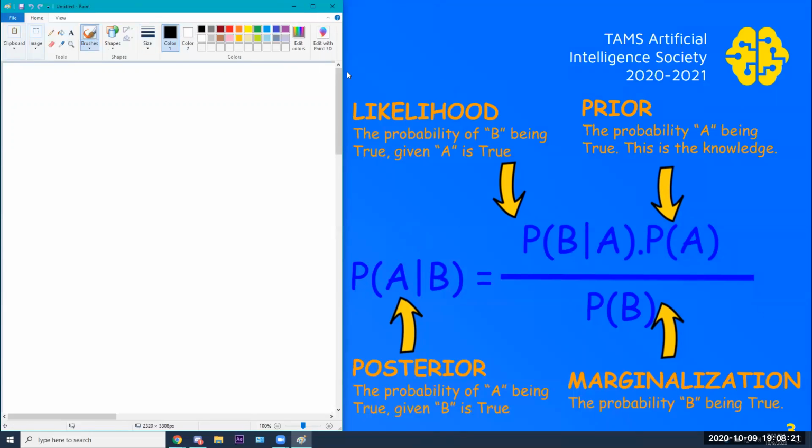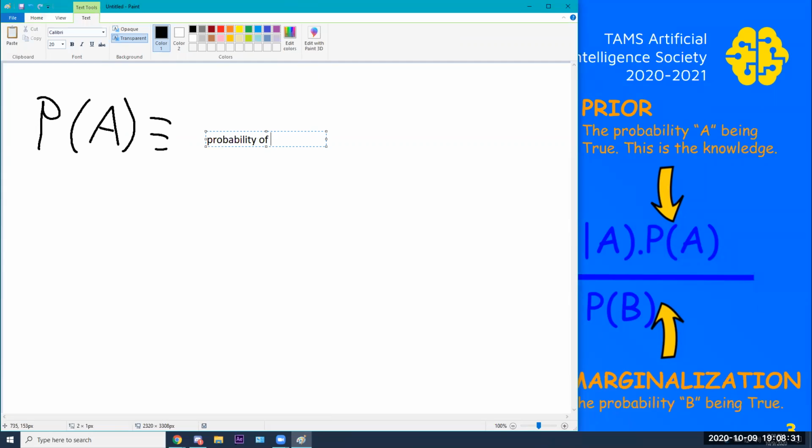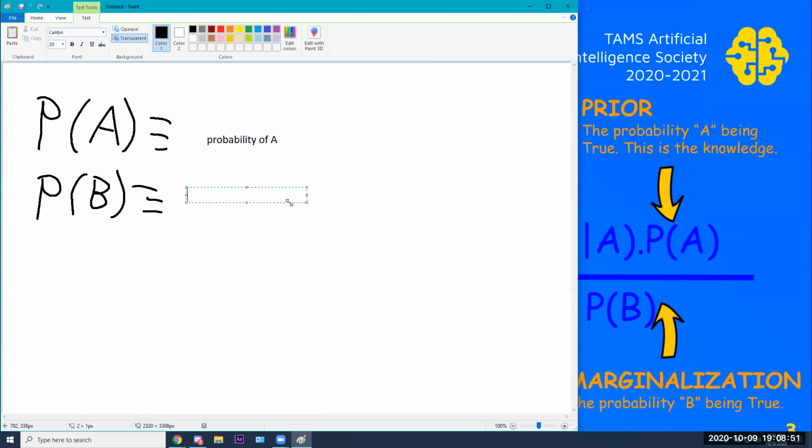So let me make this bigger. P of A is saying probability of A, right? And A can be whatever, an attribute or an event or anything that has a probability. And probability of B, as you might infer, is just probability of B.